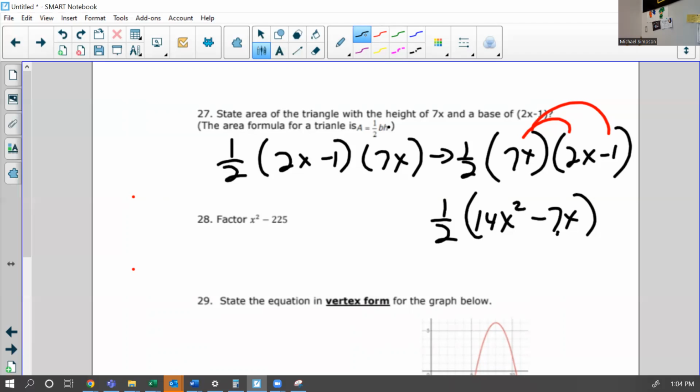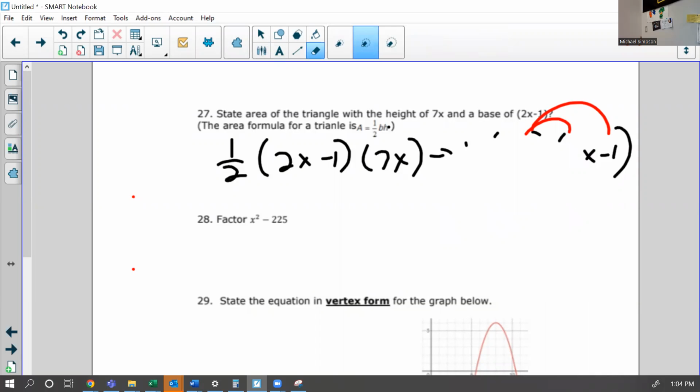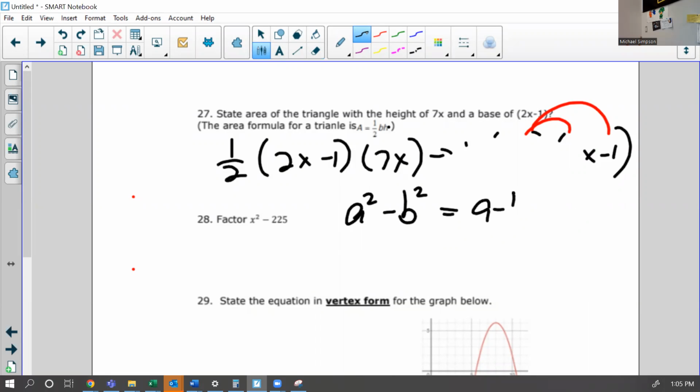And let's go to number 28. Okay, number 28 is, let me get some space here. I hope you recognize that, it's a difference of perfect squares. Remember that special formula we did in class? If you remember this, it's going to be a squared minus b squared. And I think this is on your reference sheet too, guys. It is equal to a minus b and a plus b.